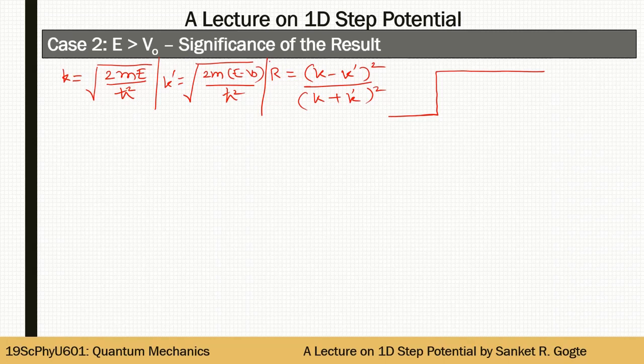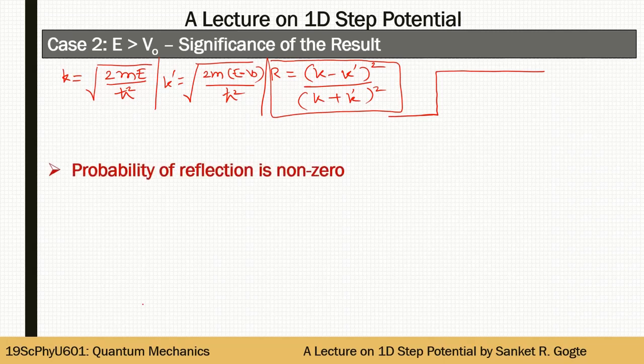So first notice that since k and k prime are not the same when there is the potential shift, no matter how small it is, when this difference is not equal to 0, r is non-zero. So that is the first thing that we notice, that unlike the classical case where the particle will always transmit and never reflect, quantum mechanically, or if we do this experiment with very small particles, we will observe that some of them reflect even when they have sufficient energy to transmit through the barrier.